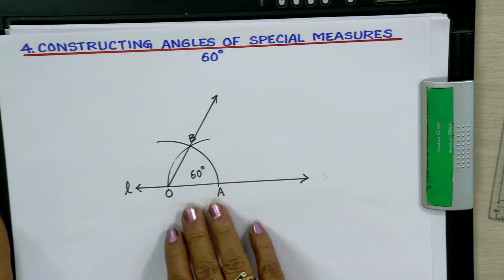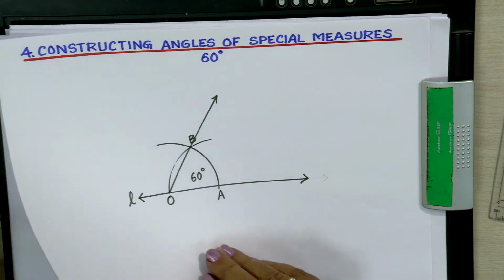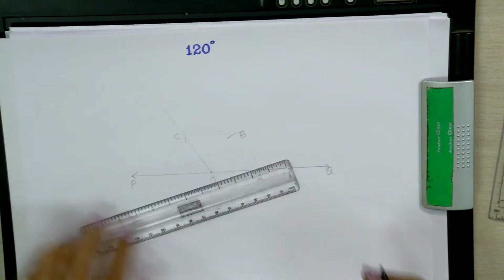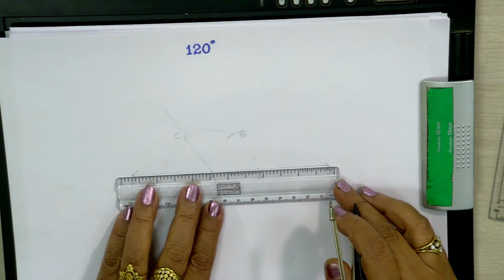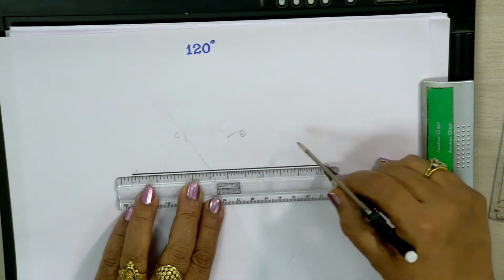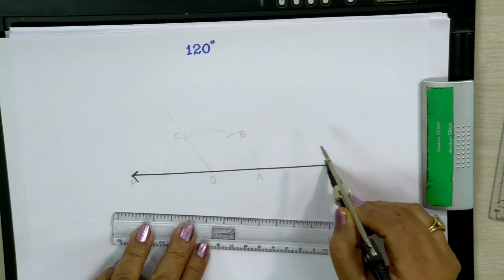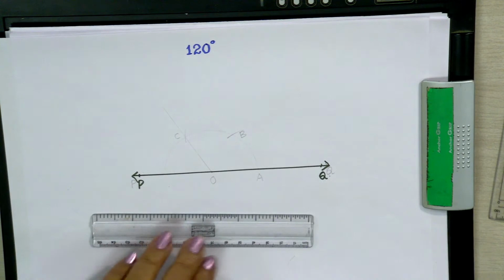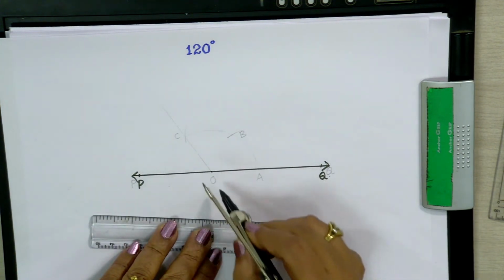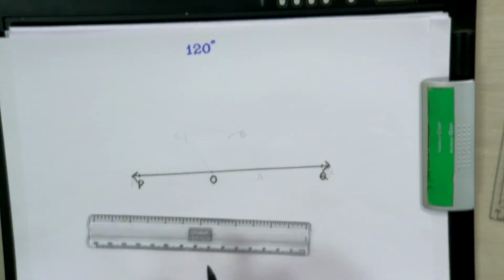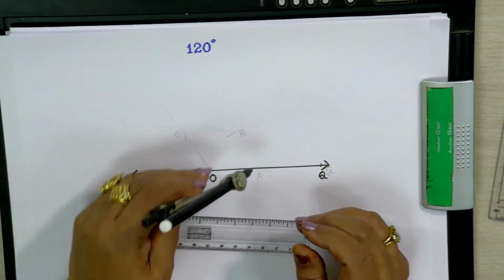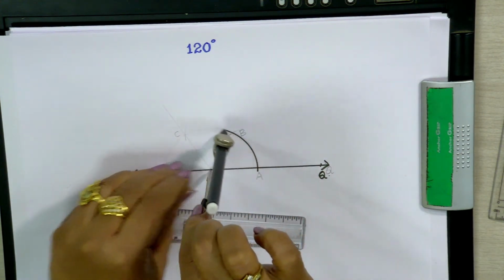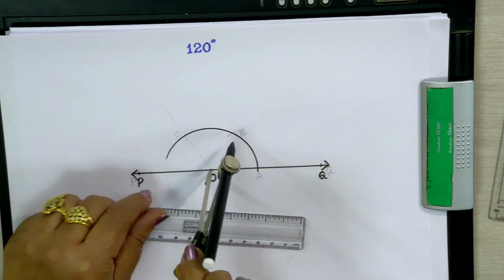Now let us do one other construction of 120 degrees. In the same way, let me have a line L here, and on this line L, let me mark this point as P and this point as Q. And as we did in the previous construction, let me mark this point as O. Then children, we had taken a convenient radius and we cut an arc in this manner. What is 120? Is it double of 60 degrees?